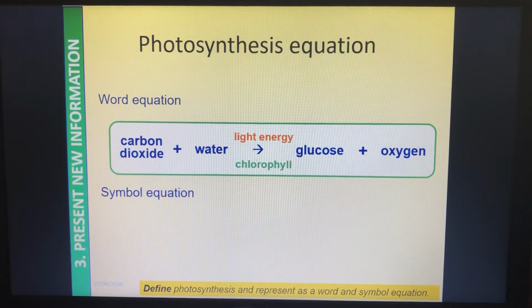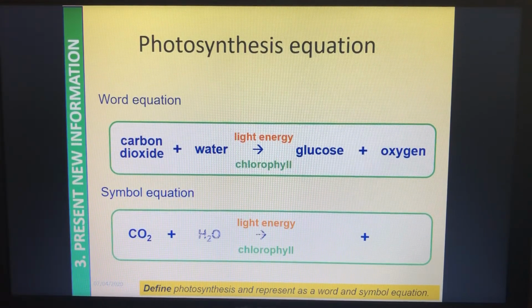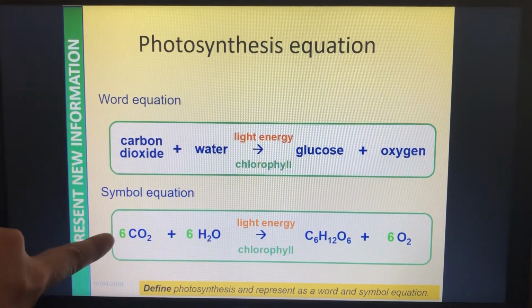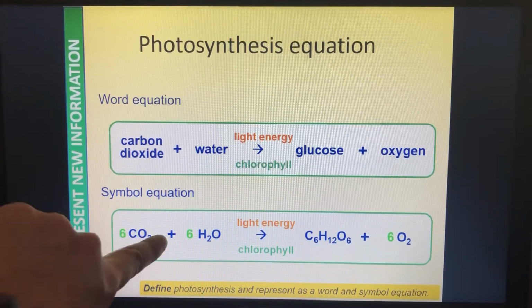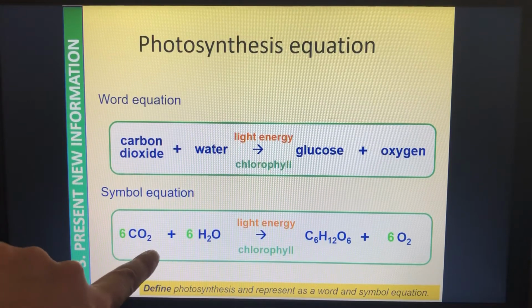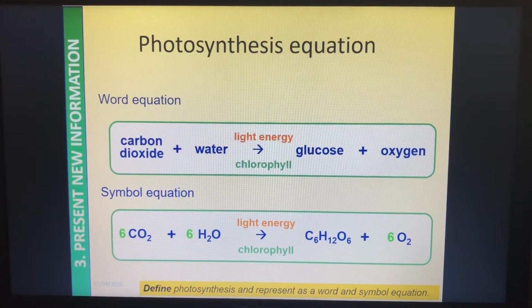And our symbol equation looks a bit like this. Okay, and to balance it, rather than spending all day balancing it, we just remembered that we put a 6 in front of all the small molecules. So we've got 6 CO2. Make sure that the number at the front is big. This is saying we've got 6 of all of that, 6 molecules of carbon dioxide. But notice how the 2 is low. Some people get into this habit of making that too high. That's not a thing. Okay, so it must be low.